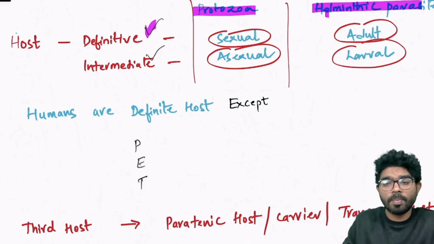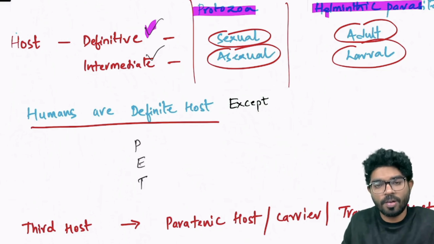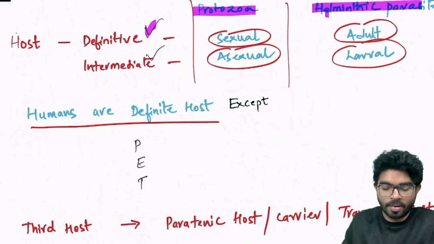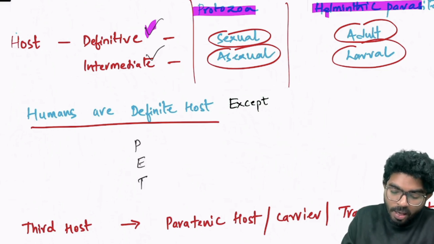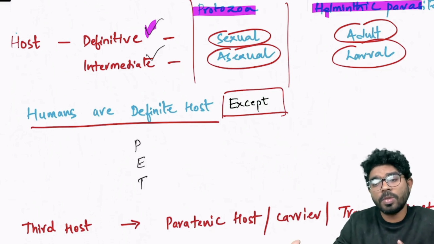When I'm talking about most of the parasites, humans are going to be the definitive hosts. Most of the parasites, the definitive hosts are going to be humans. Okay, that's very, very important. And now we need to talk about the exceptions. Exceptions are very frequently asked questions. So they can ask you in which of the following humans are considered as intermediate host. So you need to remember this.